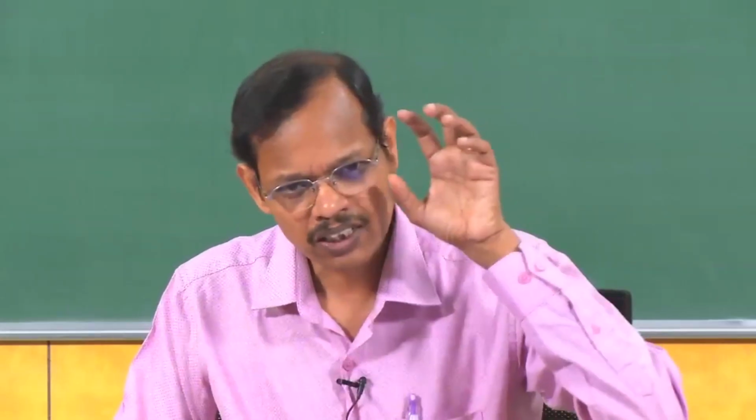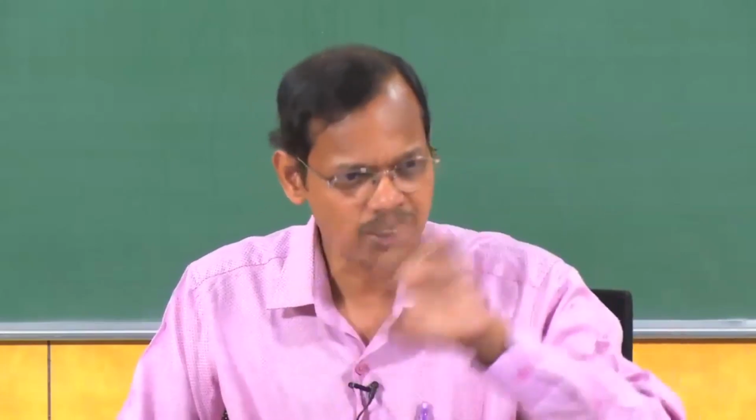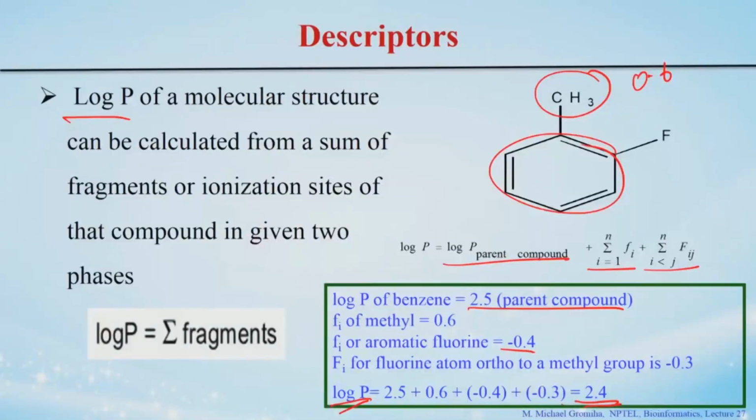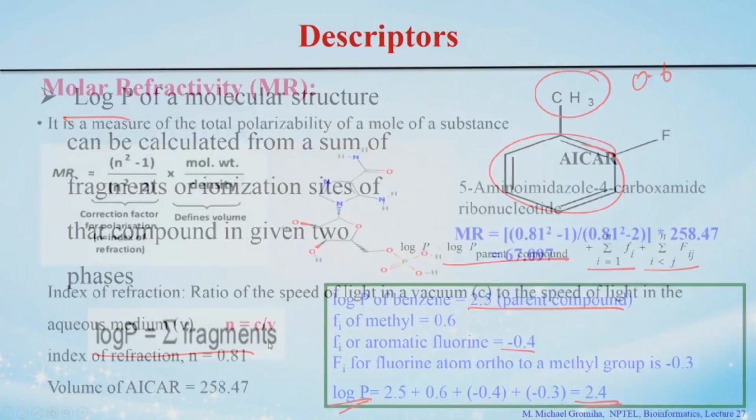Likewise, for any compound you have, you can take a core and get the values for the core. Then from all the constituents you can get the fragments, then get the Fij values among these different groups. Finally, the summation of all these values gives you the log P for the particular compound. So, you can calculate it.